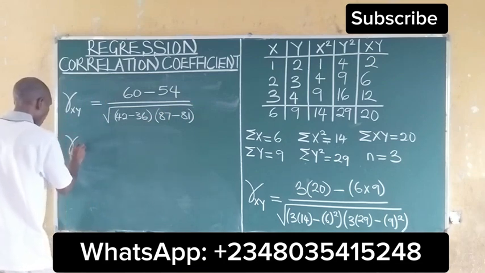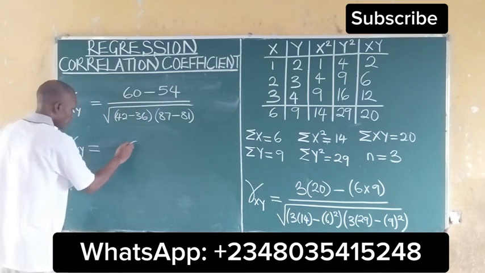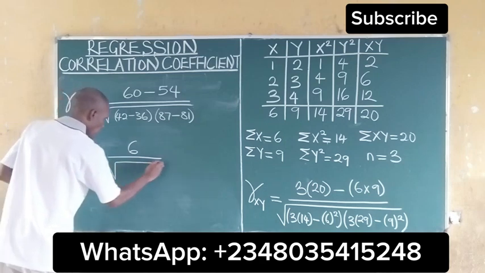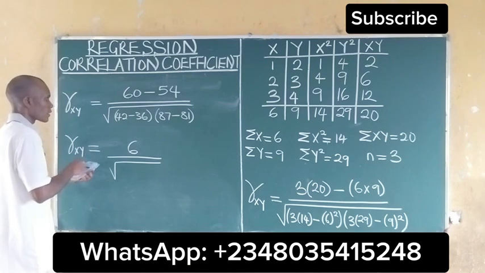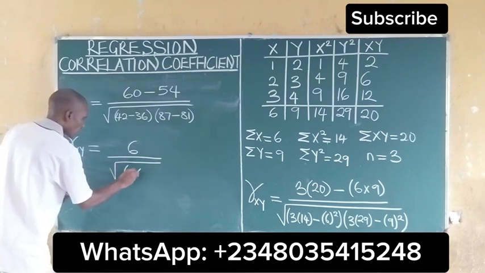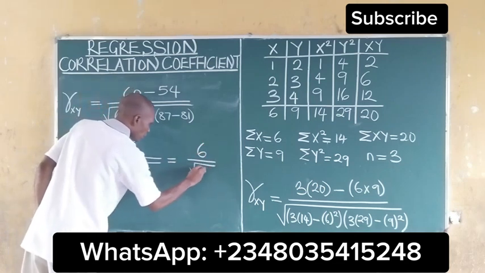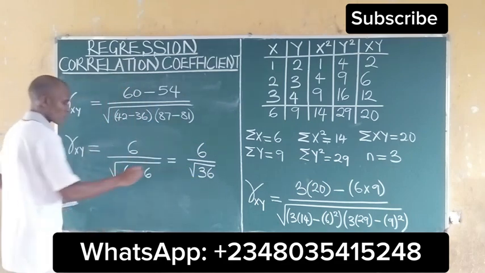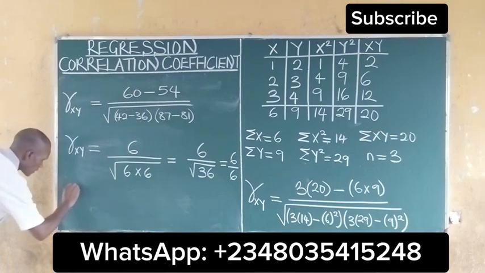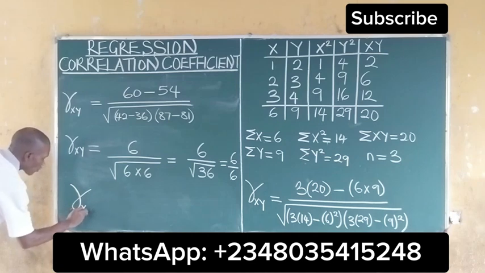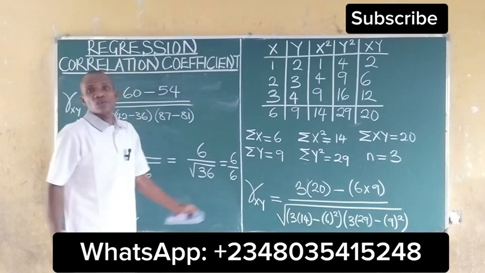So our Karl correlation coefficient is 60 minus 54, which is 6, all over the square root of 42 minus 36, which is 6, multiplied by 87 minus 81, which is 6. So we have 6 all over the square root of 36. Of course, the square root of 36 is the same thing as 6. So 6 cancels 6. It then means that the Karl correlation coefficient for xy is equal to 1, because 6 divided by 6 gives 1.